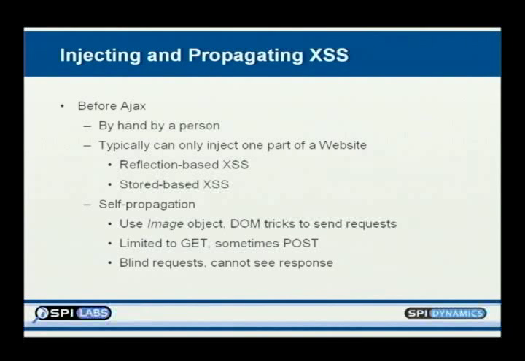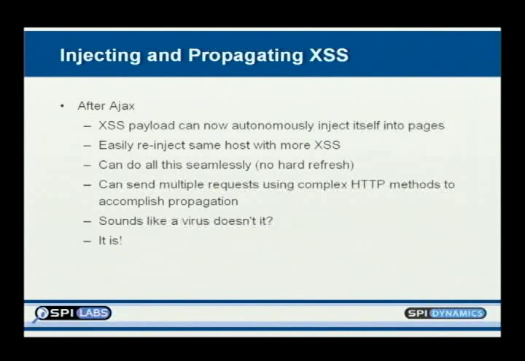I did see some papers early, in like 2002, that were talking about trying to use JavaScript to make cross-site scripting that would self-propagate. But it never really left academic theory. But after Ajax, my cross-site scripting payload can autonomously inject itself back into another page. I can keep injecting myself into other hosts. It's all seamless. There are no hard refreshes. And interestingly enough, when I get the response, because I can analyze it, I can send more requests. So Ajax can go through complex login sequences. This kind of sounds a lot like a virus, doesn't it? Well, that's because it is.